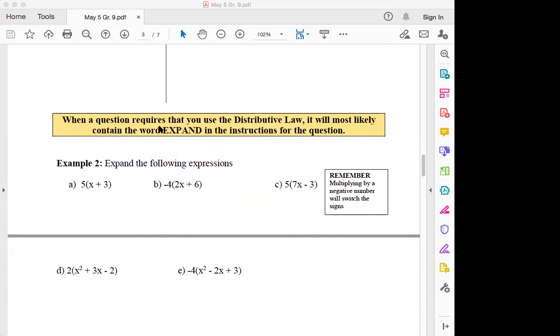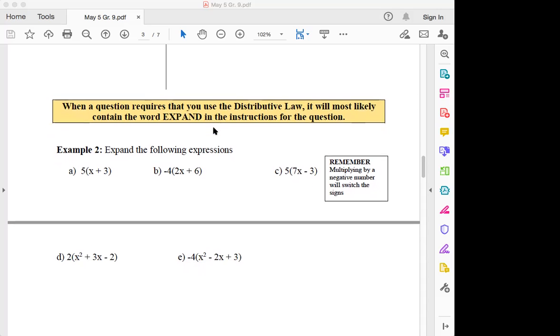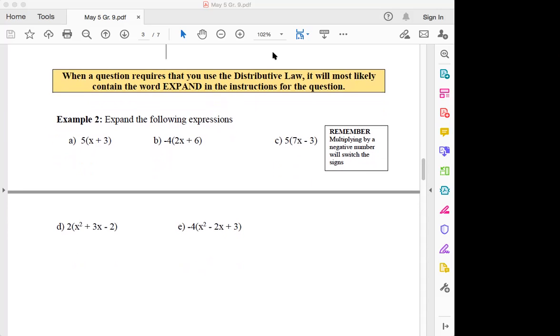So when a question requires that you use a distributive law, it will likely contain the word expand in the instruction. So whenever you see the word expand, that's what it means. Okay, so if we look at the first one, we're going to do the rainbow effect just like this. So that means that we're doing 5 times x, which just gives us 5x. We'll use the same sign here, so plus 5 times 3, which is 15. And there's your answer.